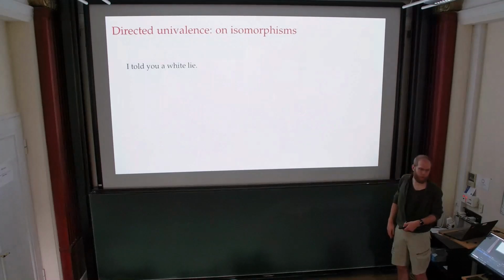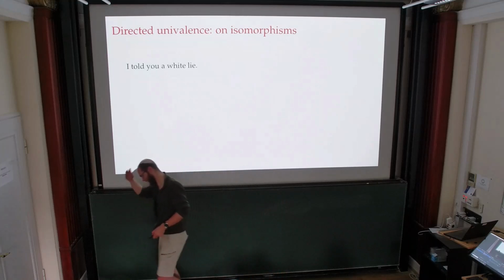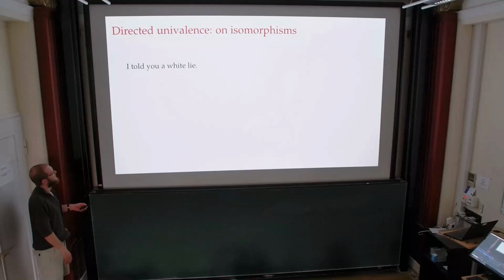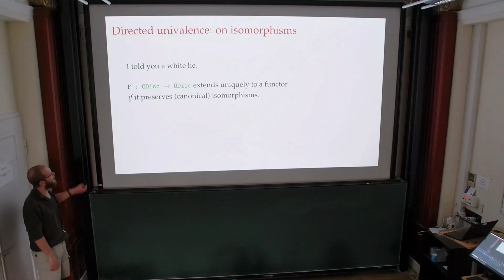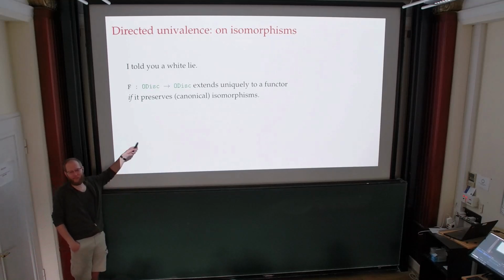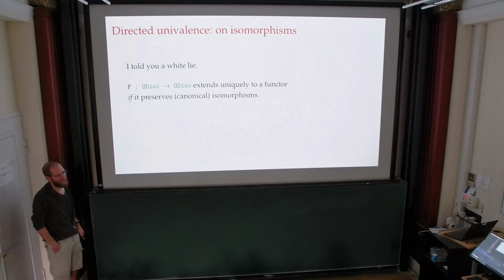Okay, I told you a white lie, and Emily already asked about the white lie like minute one of the talk. I guess she saw this coming. Anyway, it extends uniquely to a functor if f preserves canonical isomorphism. No, I mean it's enough if it preserves isomorphisms. It doesn't have to preserve only canonical isomorphisms.